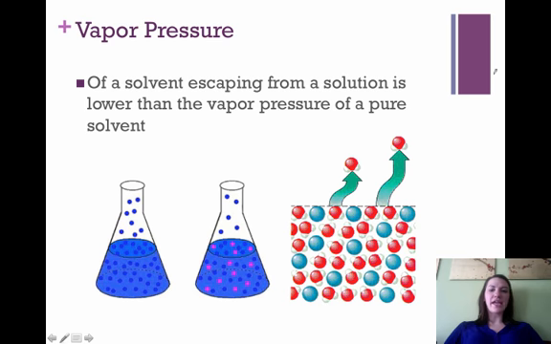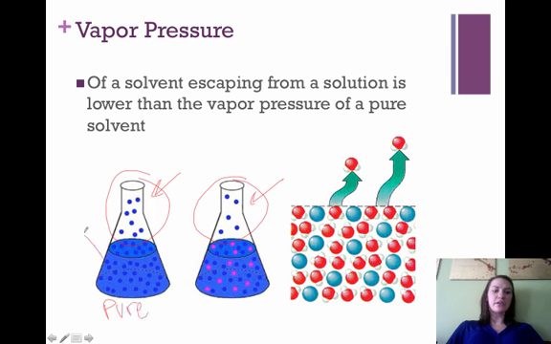So vapor pressure is talking about the pressure of the gas. If you guys look at these 2 containers, right? If you look at the pressure of when the liquid turns into a gas in a closed container, this would clearly have a higher vapor pressure than this. This one is your pure substance. You can see there's only blue, and those represent your solvent particles.